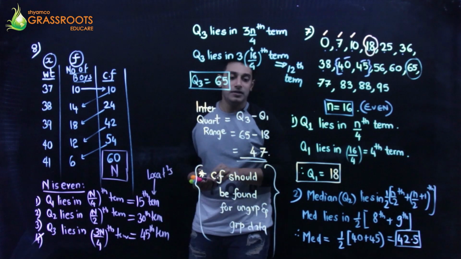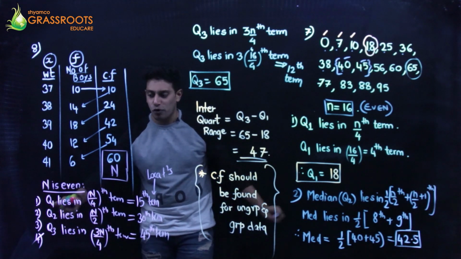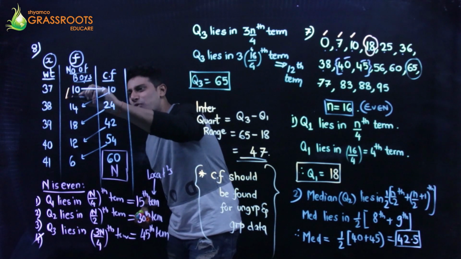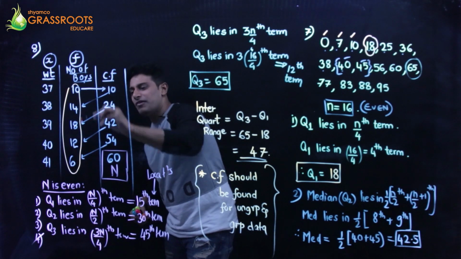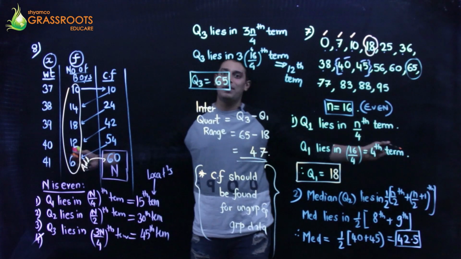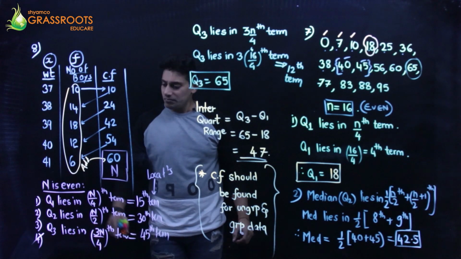I'm sorry. Listen now. According to the formula, N is even, capital N, which is summation fx. When you add this, you're going to get the same thing, 60, right? Okay, now listen, it's a new concept.